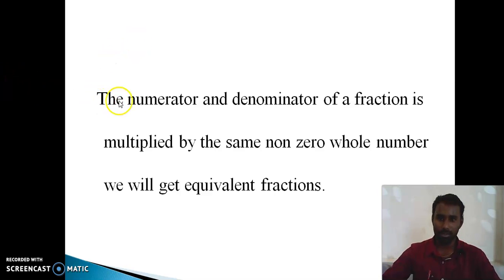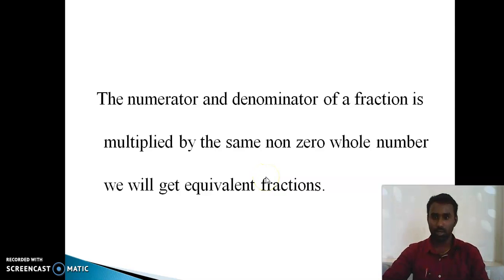For example, see here, I will give an example, no worry. The numerator and denominator of a fraction are multiplied by the same non-zero number. Why? Because if we multiply by 0, what will happen? The entire number will become 0. So multiply by any number, but whichever number you multiply in the numerator, the same number should be multiplied in the denominator. Then only will we get equivalent fractions. So with the same non-zero whole number we get equivalent fractions.